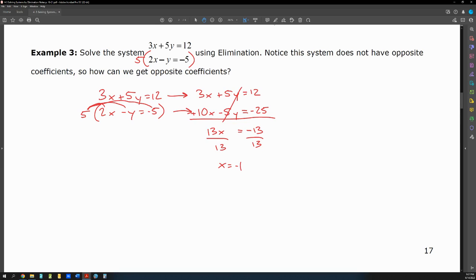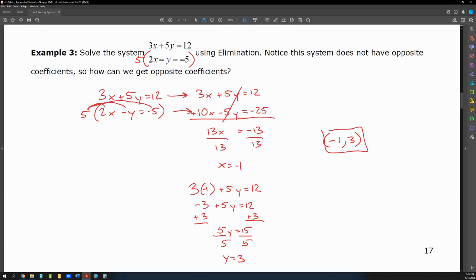I'm going to be safe and do the one that we didn't even touch at all. So 3x plus 5y equals 12. So I'm going to plug in negative 1 in for x and solve for y. So 3 times negative 1 is negative 3, plus 5y is equal to 12. Adding 3 to both sides, we get 5y is equal to 15. And dividing both sides by 5, we get y is equal to 3. So the solution to this system of equations is negative 1, 3.